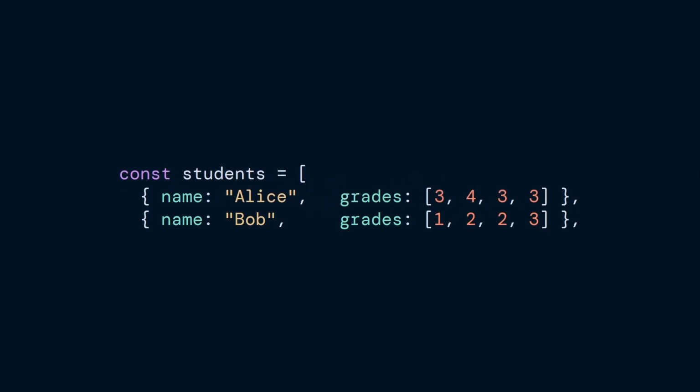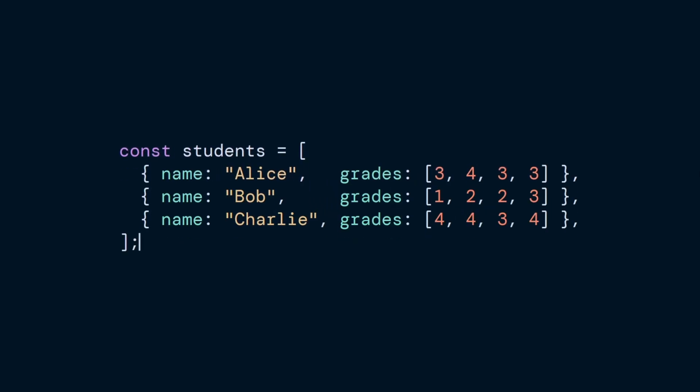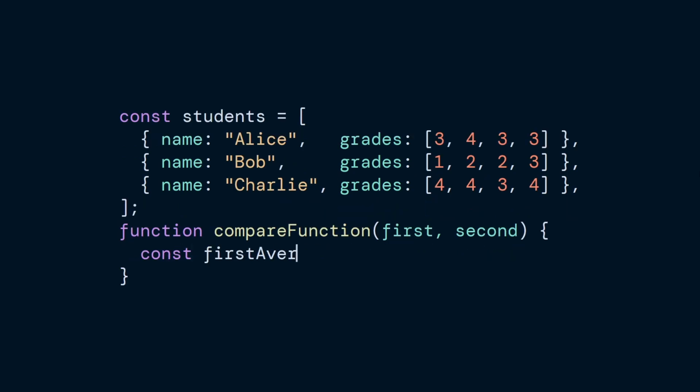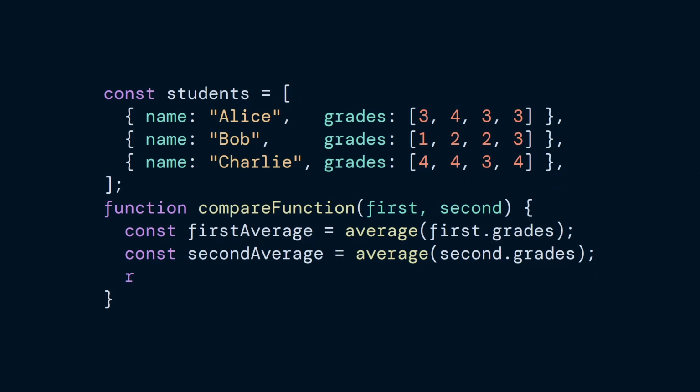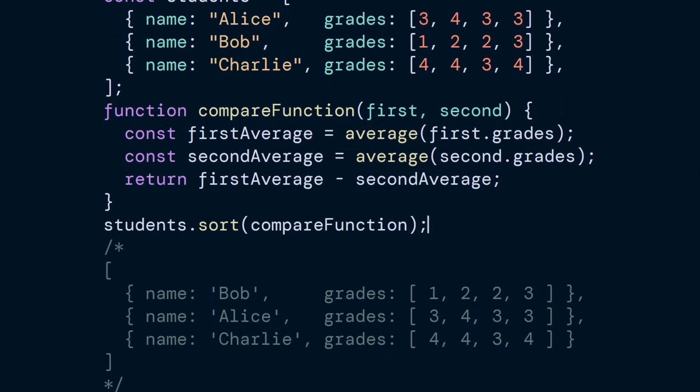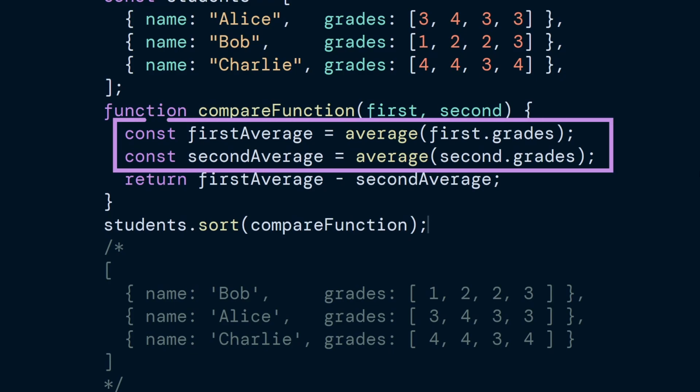Now let's step back to sorting objects for a second. Remember how I said you shouldn't do complex calculations in your compare function? For example, here we have a list of students and a list of their grades for each student. Let's sort this list by students' average grades. We'll calculate the average grade for each student inside our compare function, and since averages are numbers, we can just return first average minus second average. We get a correct result, but our compare function might get called multiple times per student, which means we will be calculating the average grade multiple times per student.